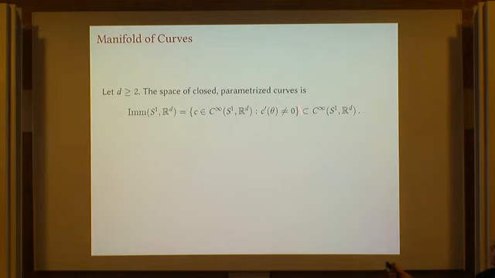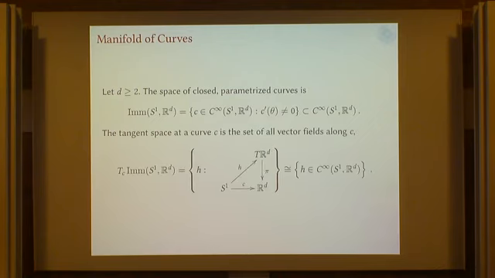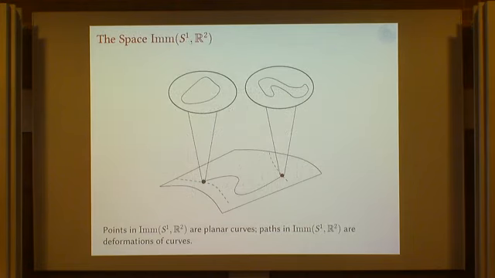And this condition here is an open condition, so this is an open subset of the space of all smooth functions, and any open subset of a vector space is in a canonical way a manifold. And the tangent space is geometrically infinitesimal deformations of a curve, sort of vector fields along the curve. Actually, this is represented here. So we have our manifold here, and each point of the manifold is a curve, and paths on the manifold are deformations of curves. So you go from one point to another by smoothly deforming the curve along.